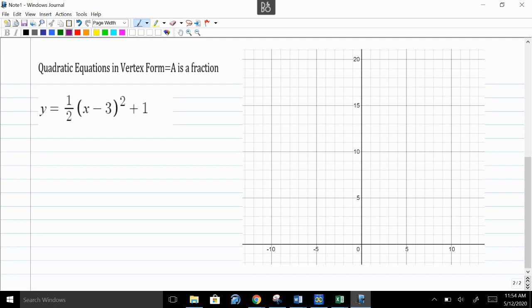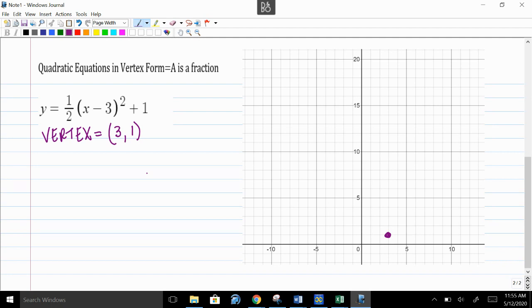And we're going to start off easy. I gave you a nice easy one, 1/2. The vertex never changes. Finding our vertex is always the same: opposite h comma k. So our vertex is going to be the opposite of -3, which is +3, and then k out here, which is 1. So my vertex is 1, 2, 3 to the right, up 1. So there's my vertex.